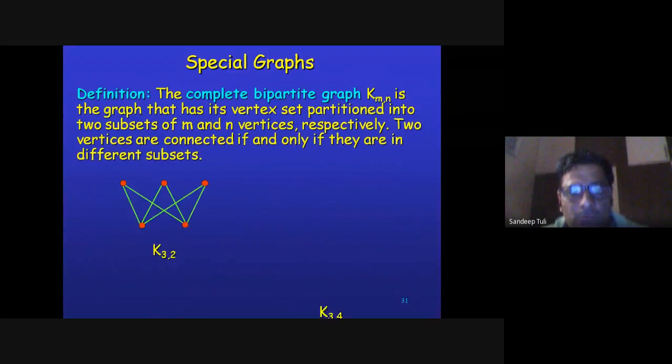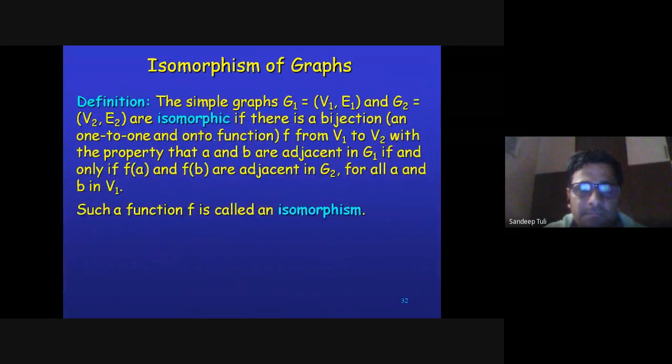Now I am coming on to the isomorphism. Now two simple graphs G1 (V1, E1) and G2 (V2, E2) are isomorphic. Isomorphic means, can anybody tell me what is the meaning of isomorphism हिंदी में? आइसोमॉर्फिज्म का मतलब क्या होता है, कोई बता सकते हैं?